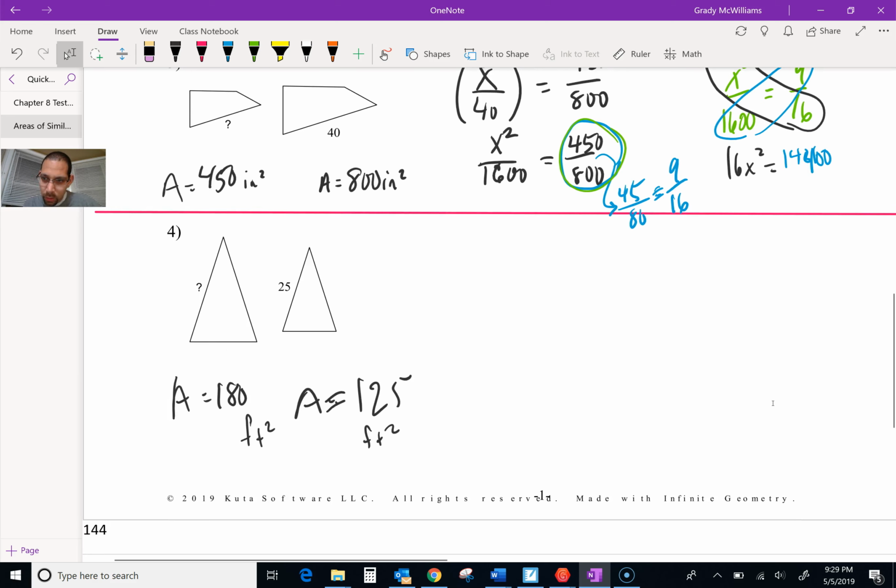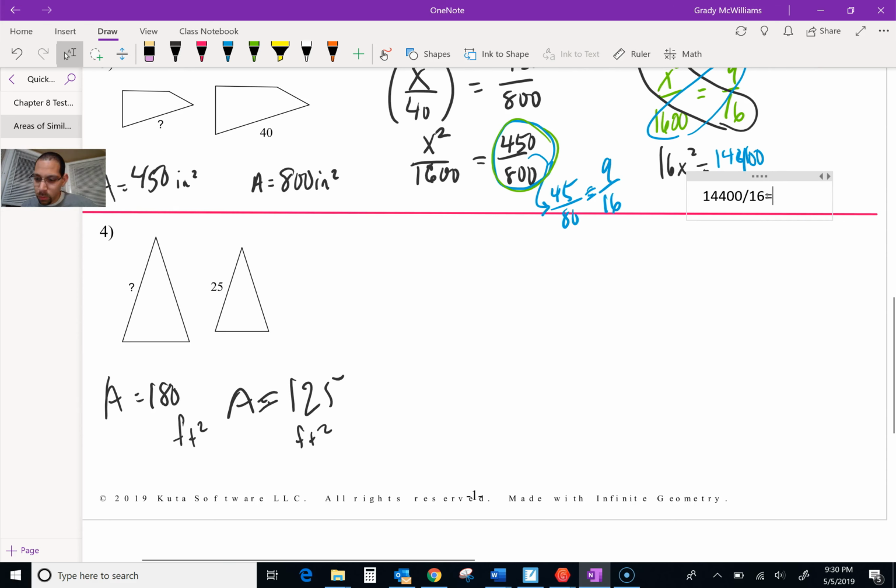I think this fancy program would do it a different way. Let me see. 14,400 divided by 16 gives me, oh, it didn't do it. I thought it would. Maybe if I put equals. Oh, it does. 900. Okay, so I'll go ahead and delete that. When I divide by 16 on both sides, x squared equals 900.